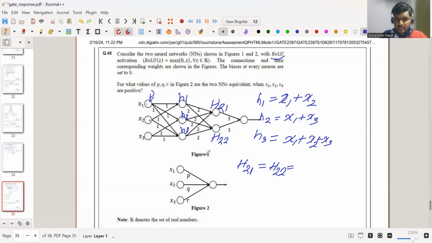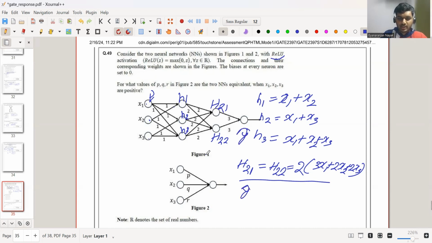So it is 2 into (3x1 plus 2x2 plus 2x3). If you calculate the output y, the output is 3 into s21 plus 3 into s22.